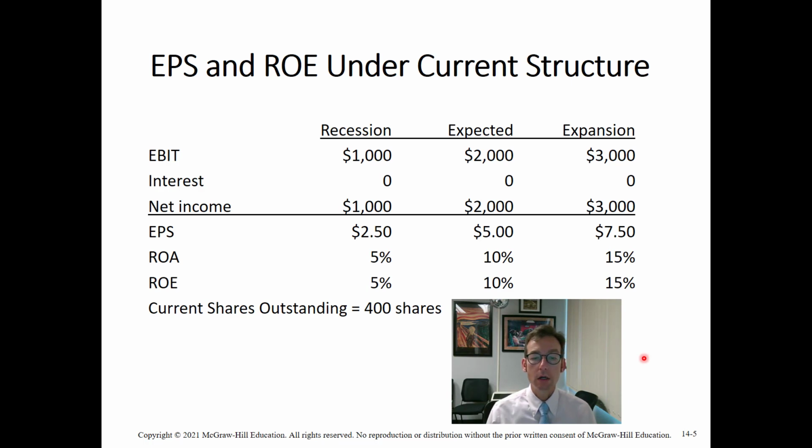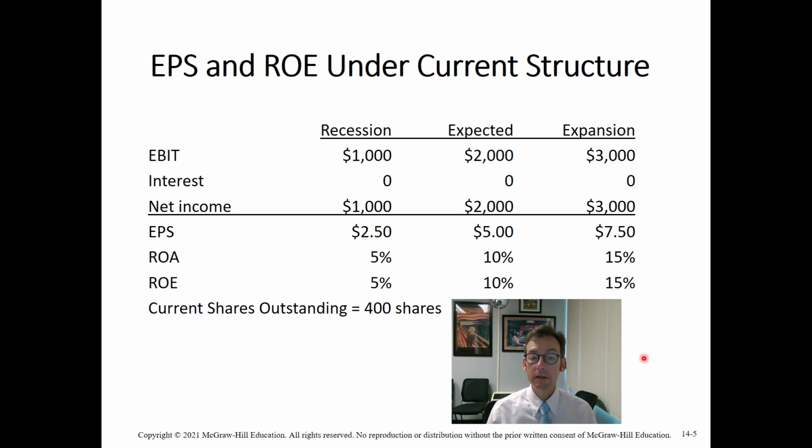Okay, so how do we get our earnings per share? Well, remember, our current shares outstanding at the beginning is 400. So all I have to do is take the net income and divide by 400 to get my earnings per share. And when I do that, I get $2.50 in recession, $5 during normal or expected times, and $7.50 during expansion or boom times.